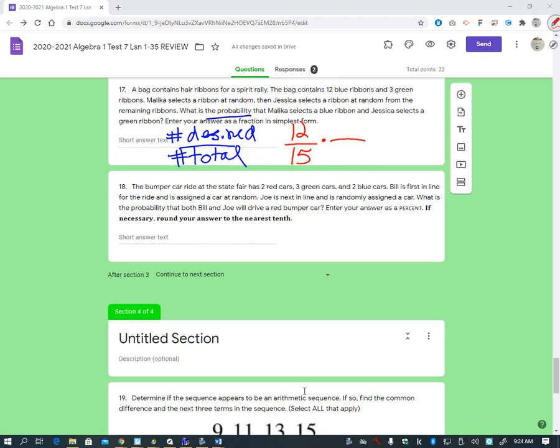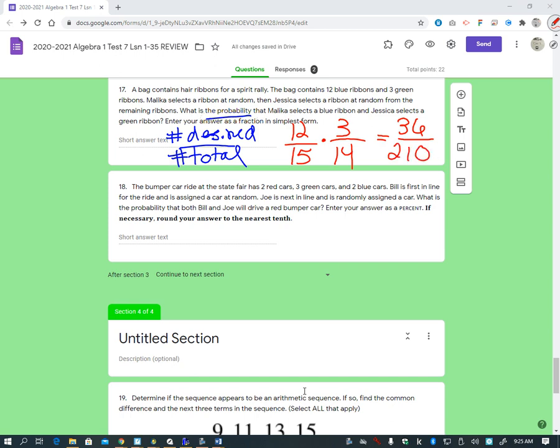How many total ribbons are there now? Are there still 15? What happened? Malika took one, right? Now Jessica only has how many? She only has 14 to pick from. What's the probability that Malika selects a blue ribbon and Jessica selects a green ribbon? Well, how many green ribbons are there? There's still 3. So we need 12 times 3, which is 36, and 15 times 14, 210.